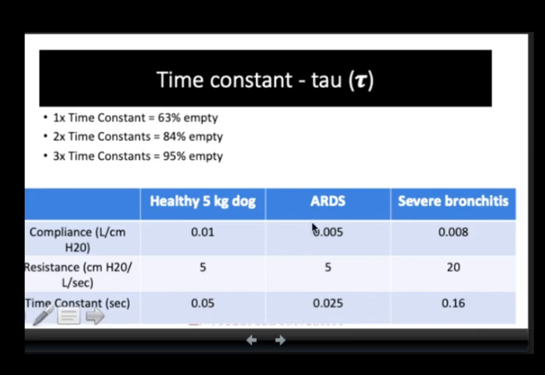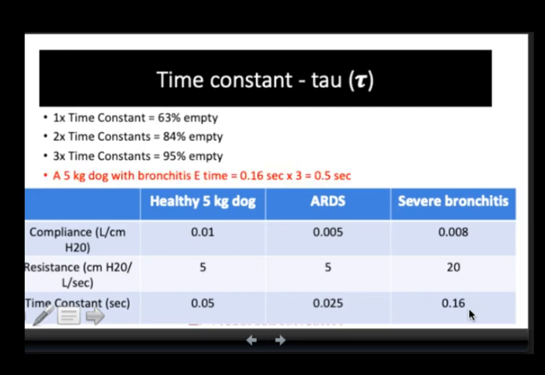If the dog develops ARDS, its compliance will go down, but resistance will remain the same. The time constant will actually be lower than in a healthy dog, therefore it will not need as much time for expiration. Finally, if this dog develops severe bronchitis with dynamic hyperinflation, the resistance will be significantly increased, therefore time constant will increase as well to 3 times higher than in a healthy dog. The expiration time in this case will need to be set at 0.5 seconds as opposed to 0.15 seconds in a healthy dog scenario.